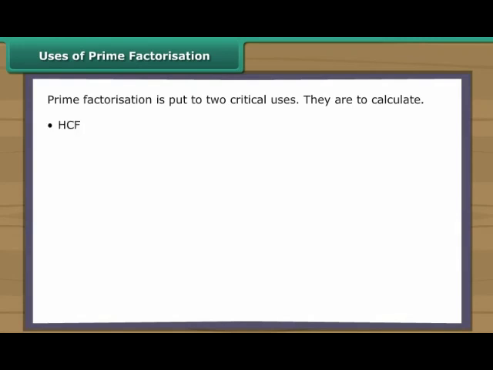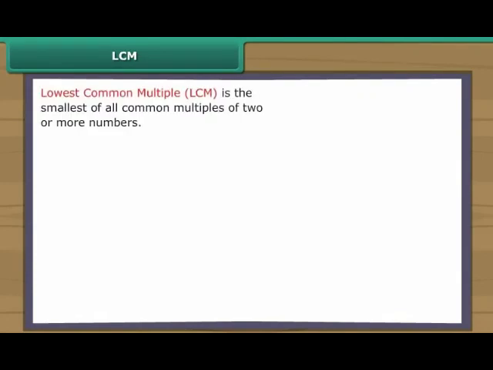Uses of prime factorization. Prime factorization is put to two critical uses. They are to calculate HCF and LCM. LCM. Lowest common multiple or LCM is the smallest of all common multiples of two or more numbers. Let us identify the LCM of 10, 20 and 25.